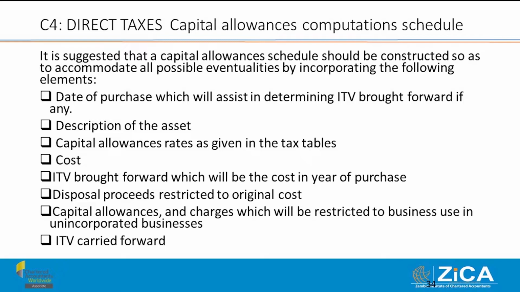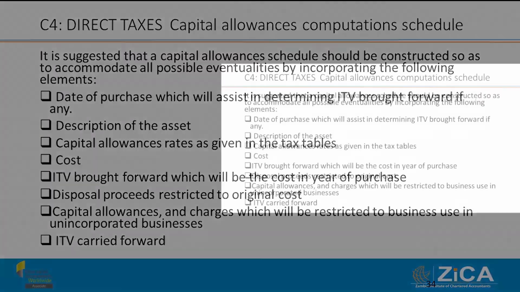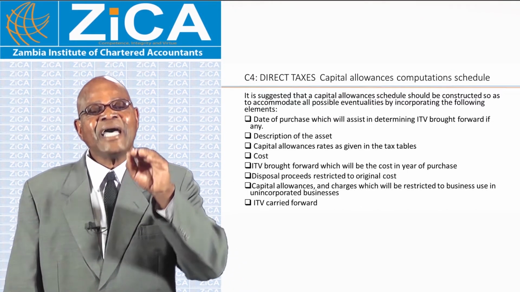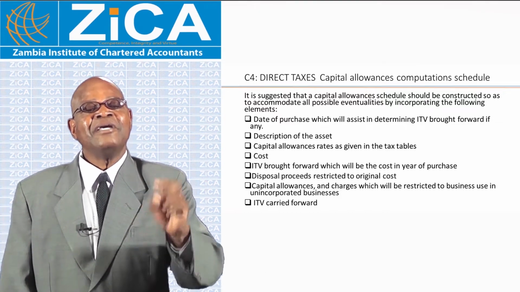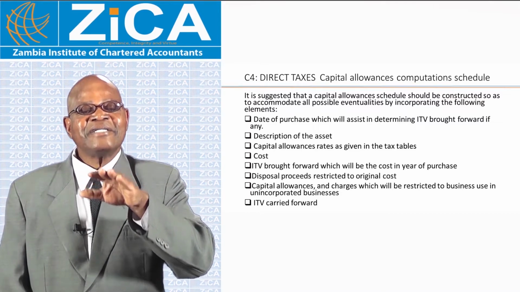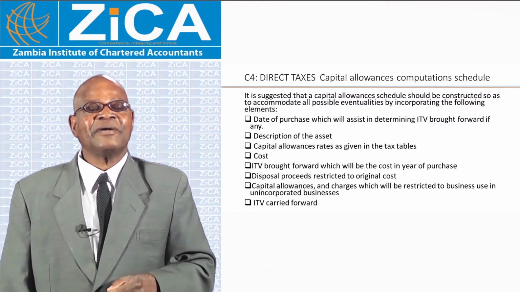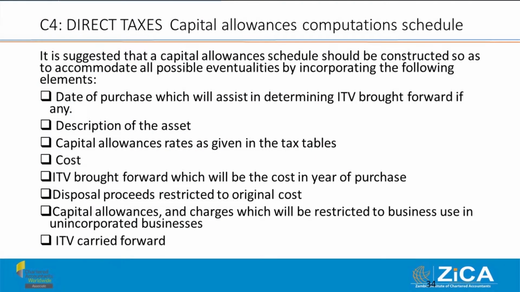1, you need to indicate the date of purchase of the asset. And this will assist you in determining whether there's any ITV coming from previous years or in fact there's no ITV to worry about. Secondly, you need a description of the asset. You see, it is the type of asset that is entitled to a particular rate. So if you don't describe an asset properly, you will not be able to come up with a proper rate from your tax tables, which are normally provided in the exam anyway. And then the capital allowances rates, as I'm just saying, they will be given to you.